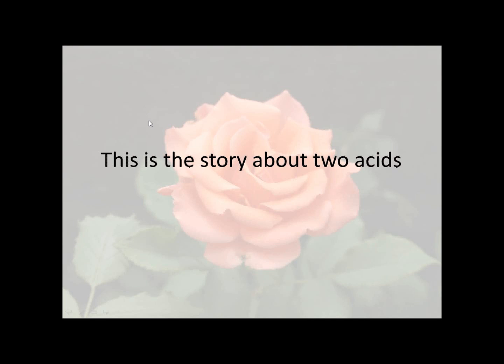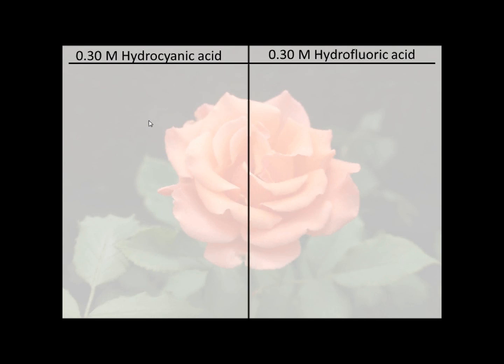All right, this is the story about two weak acids. I have here listed two acids. Acid number 1 on my left, acid number 2 on my right. Hydrocyanic acid versus hydrofluoric acid. Hydrocyanic acid has the formula HCN. Hydrofluoric acid has the formula HF. Neither of these are on my list of strong acids, therefore both of them are weak acids.